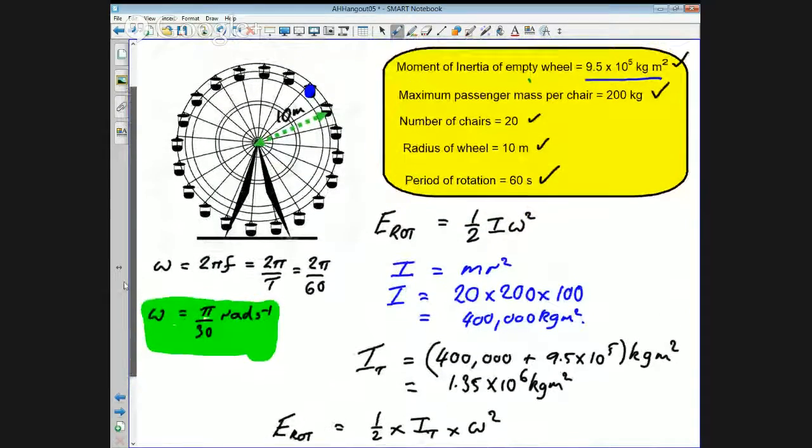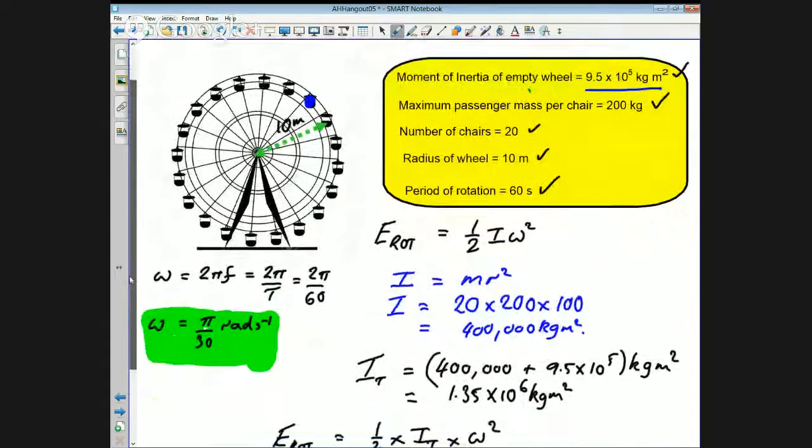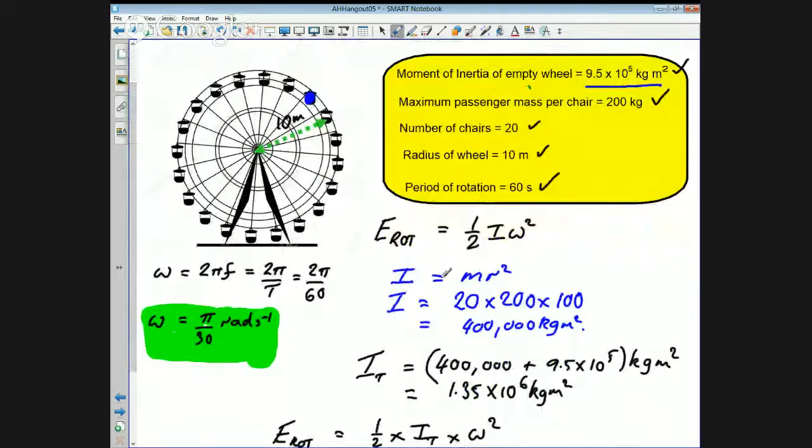The pitfalls for it are just focusing on the moment of inertia of the empty wheel and doing the equation here, and forgetting that you have to add up all the moments of inertia of these cabins, which are acting like particles at the end of a circle, and the moment of inertia is given by mr squared for that one. That's that equation here. So that's what you've got to remember. After that, it should be quite easy.